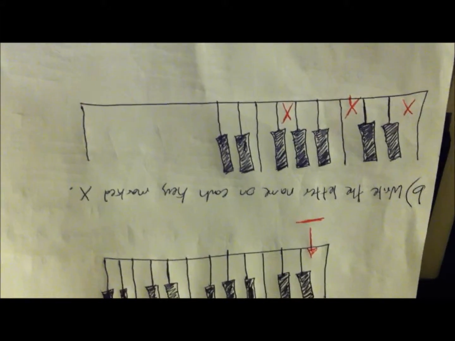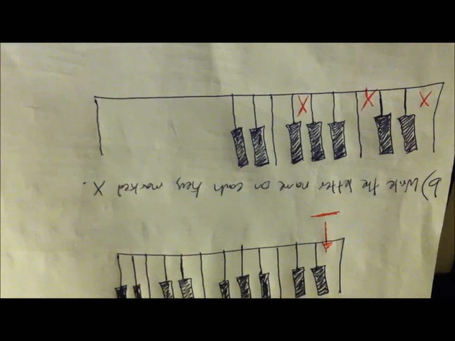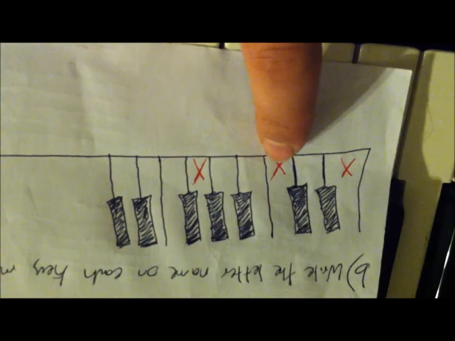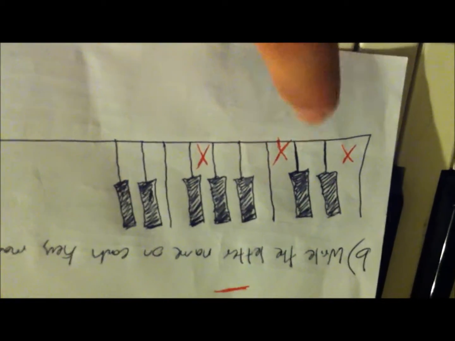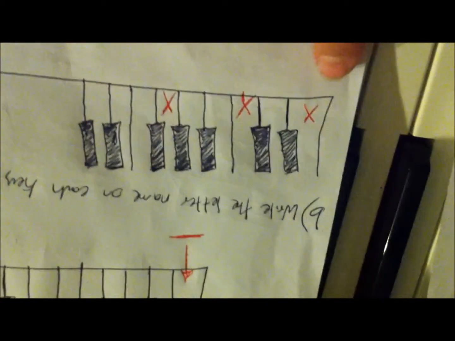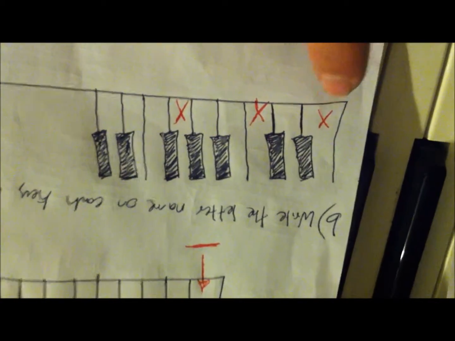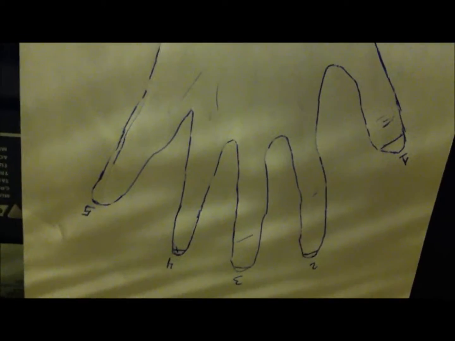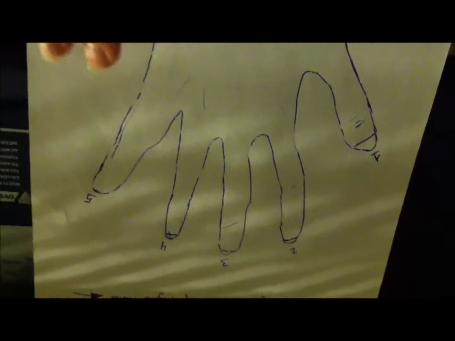Okay, lastly, write the letter name on each key marked X. For example, which note is this? E. Exactly. Which note is this? G. Exactly. And which note is this? Middle C. Perfect.